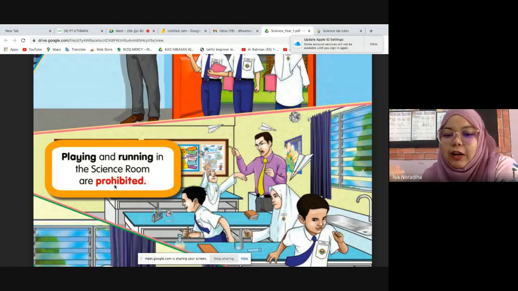Thank you, Akasha. Okay, so as you can see in the picture now, this girl is playing with a paper plane. And these two students are running, this one as well. So in the science room, you are not allowed to run or play. Why? Because if you want to run, we have our school field for you to run. Okay, so you cannot run in the science room. What is meant by prohibited here? The red word means it's not allowed. Okay, not allowed, right? The other word for prohibited is not allowed, right? You are not allowed to play or run in the science room.